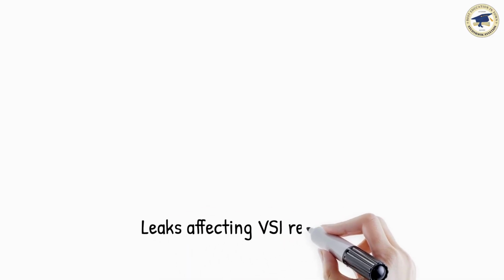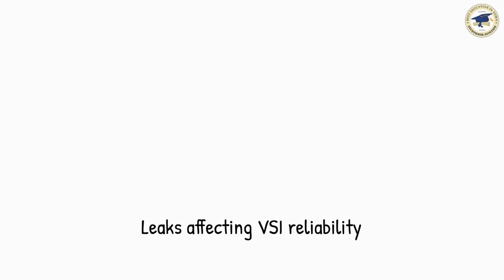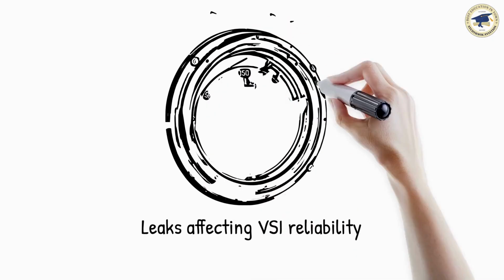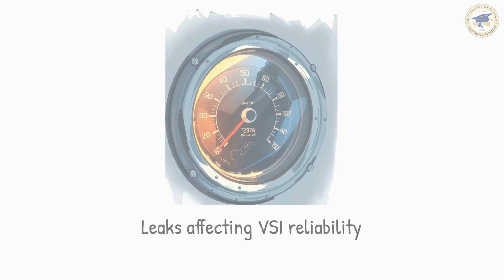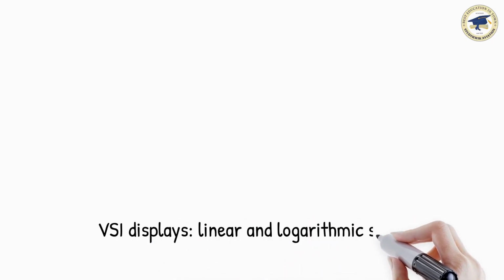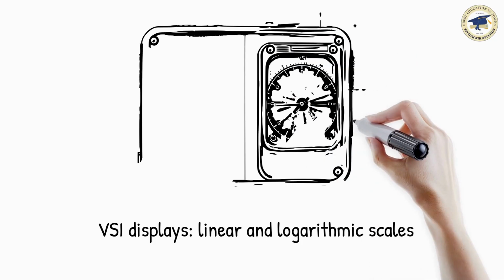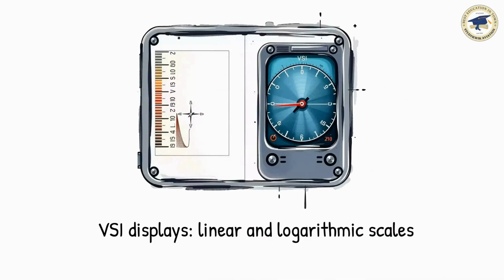Leaks outside the pressure hull produce minor pressure fluctuations, affecting VSI slightly. Leaks inside the cabin render the VSI unreliable, as it reads cabin pressure instead of ambient pressure. VSI displays come in two main types: linear and logarithmic. Linear scales are good for high climb descent rates, while logarithmic scales are sensitive at low vertical speeds.